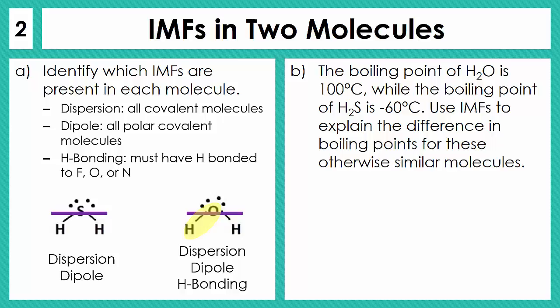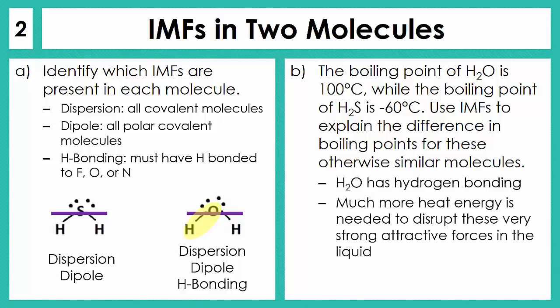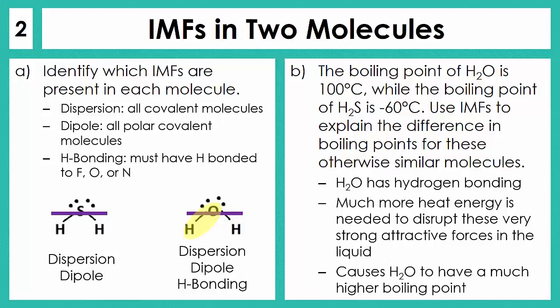So why do we have this difference in boiling point? Hydrogen bonding is occurring within water. Those attractive forces between water molecules are really strong. If I want to turn that liquid into a gas by boiling it, I'm going to need a lot of heat to disrupt those very strong attractive forces. This is going to cause water to have a much higher boiling point than H2S.